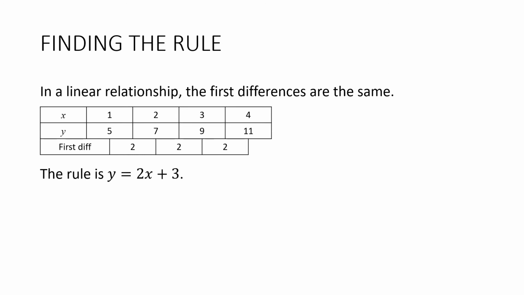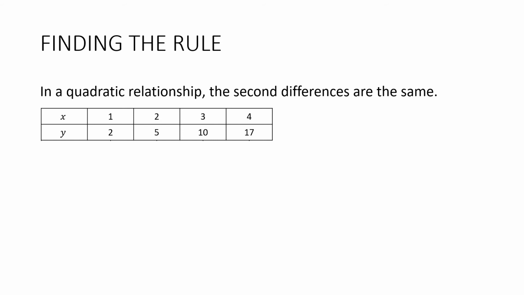So when we form the rule, it's going to be y equals mx plus b. Here's our gradient here. And this number here is the y-intercept. All we have to do is go back to when x is 0, y would have been 3, and that will tell us what the y-intercept is.